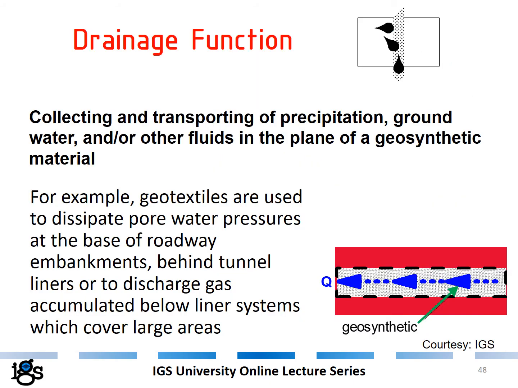Another geosynthetic function is the drainage function. It is defined as collecting and transporting of precipitation, groundwater, and or other fluids in the plane of a geosynthetic material. For example, geotextiles are used to dissipate pore water pressures at the base of roadway embankments, behind tunnel liners, or to discharge gas accumulated below liner systems, which cover large areas.